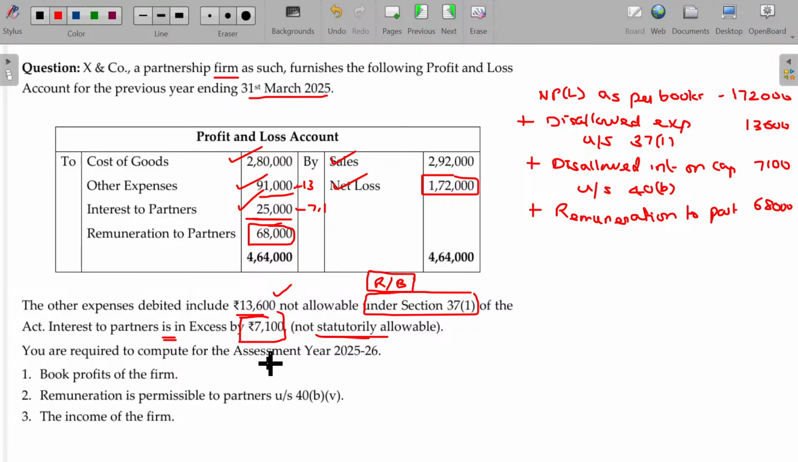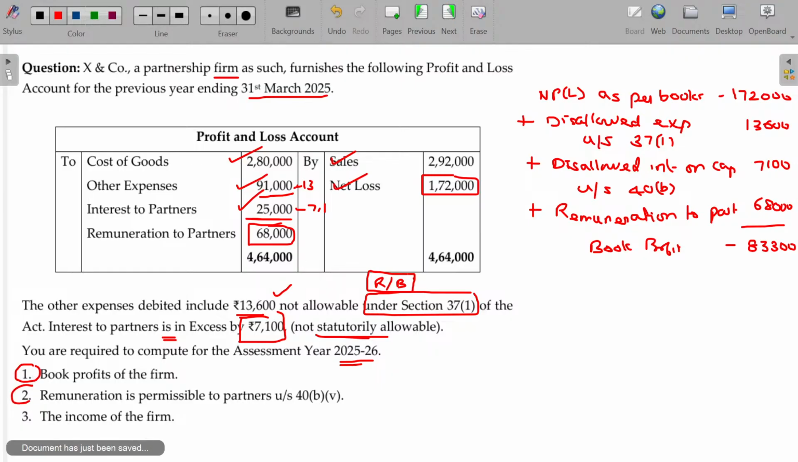You are required to compute the book profits of the firm for the assessment year 25-26. The value that you get here is called book profit. How much is that? 80? 300. Minus or positive? Minus. Second one is remuneration permissible to partners. You have to calculate it, so minus remuneration under section 40 clause B.